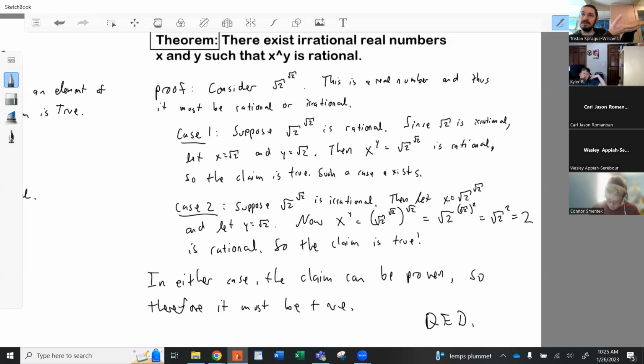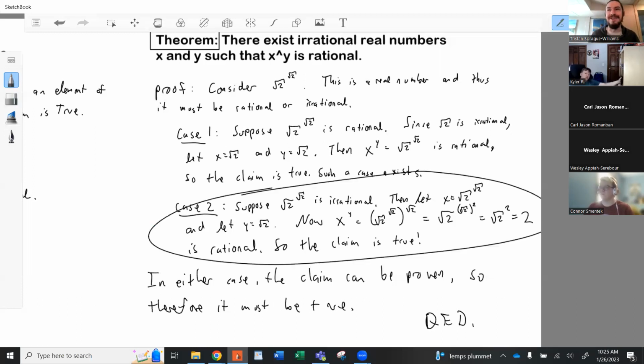You don't. All you have is two cases, one of which must be true. And in either of those cases, we've shown that it is possible to find such an example. But we don't know which of those two examples is actually correct. You know, which of those two examples is actually the example? We don't know. I mean, my money's on this one, right?